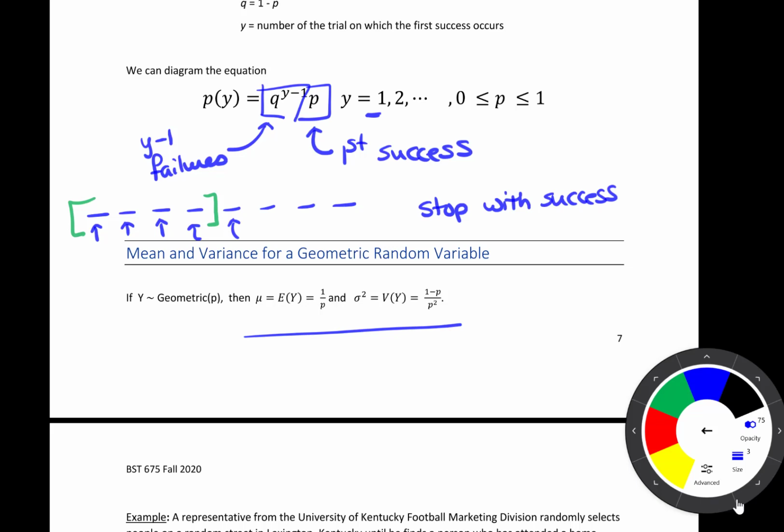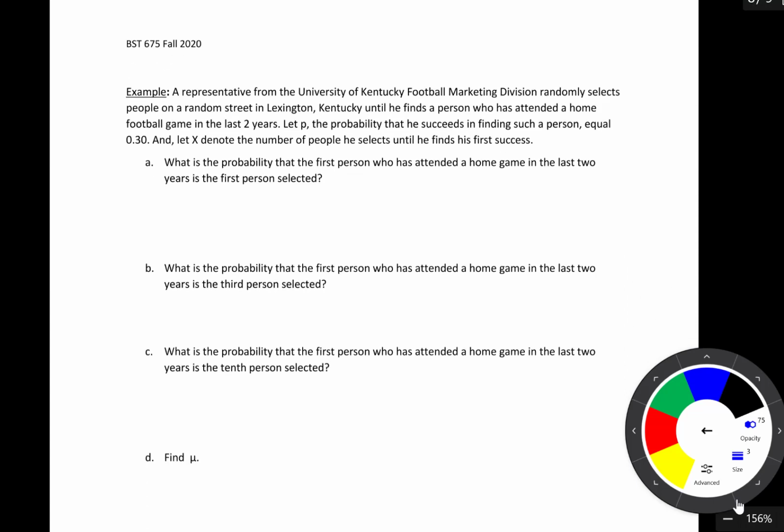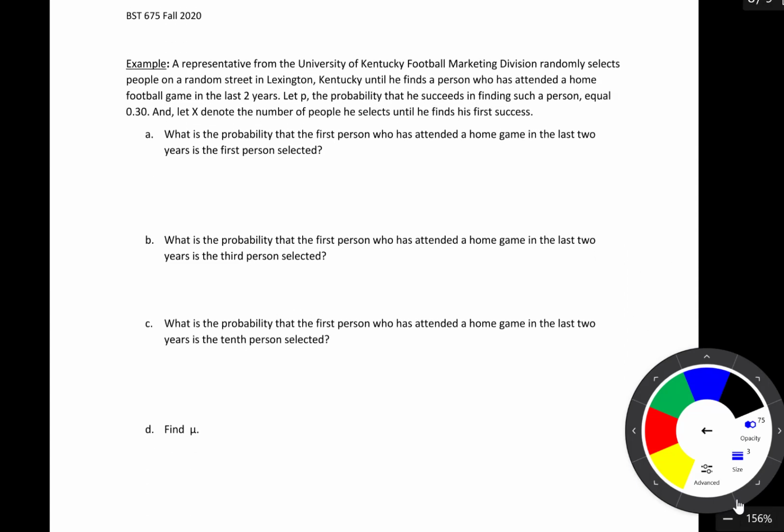So let's look at an example of what a geometric random variable would look like. A representative from the University of Kentucky Football Marketing Division randomly selects people on a random street in Lexington, Kentucky until he finds a person who has attended a home football game in the last 2 years. So we're going to keep on talking to people until we find a person who has been to that home football game in the last 2 years. Let p be the probability he succeeds in finding such a person, and we're going to say it's 0.30, and we're going to let x denote the number of people he selects until he finds the first success.